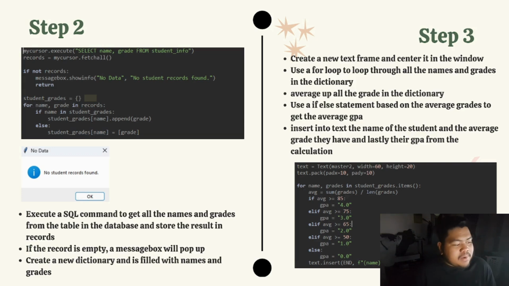Alright, for step 2, we basically execute an SQL command to get all of the names and grades from the table in the database and store the result in the record. So here is the record. The record is basically a variable.